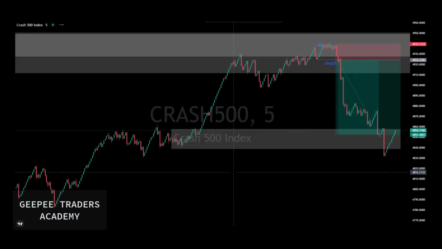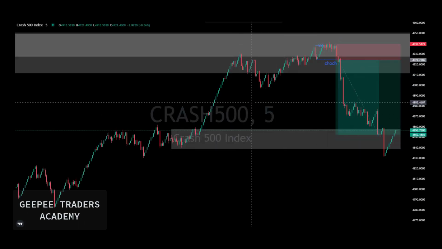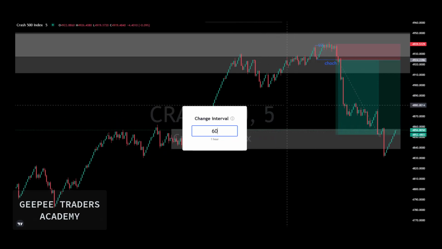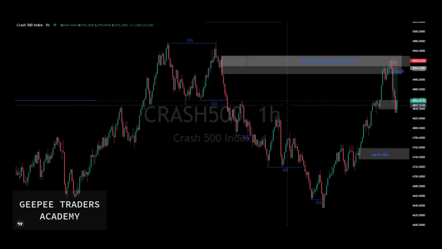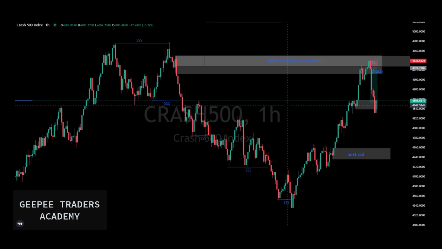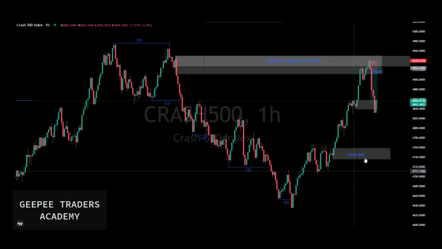So now let's talk about why I set my take profit here and how I knew that the market was going to get there. Let's go back to the 1 hour time frame, which is our reference point here. Make no mistake, the market is going to come to this place. As you can see, it is my next draw on liquidity.